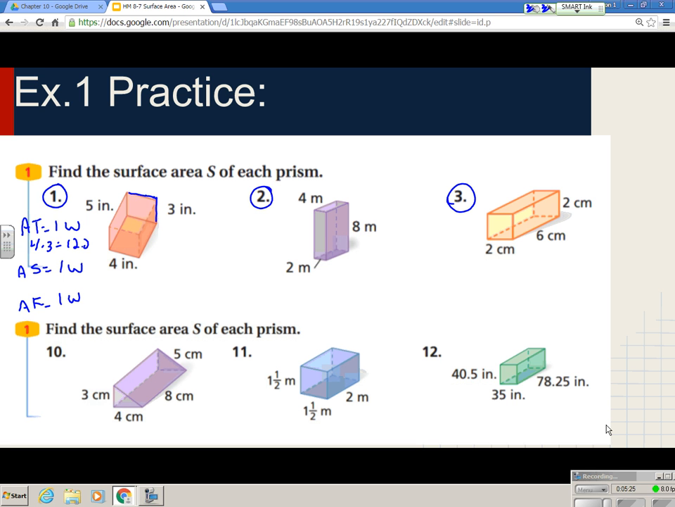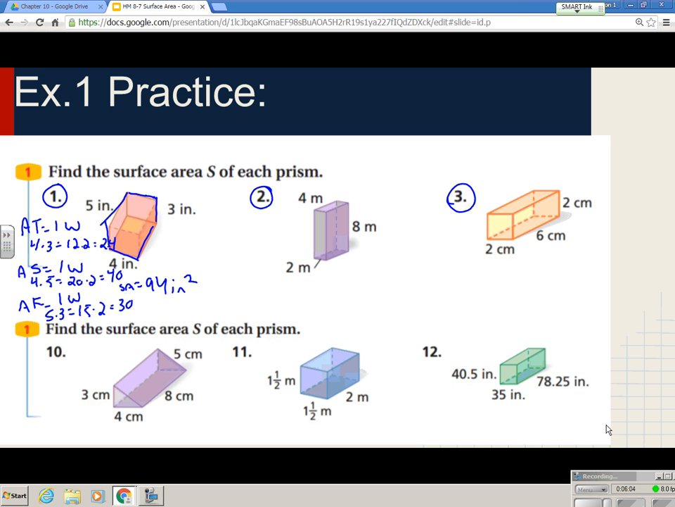which gives me 12 times 2 gives me 24. The side here is 4 by 5, which equals 20 times 2, which is 40. And the front part is 5 times 3, which gives me 15 times 2, which is 30. So then all I have to do is add 30, 40, and 24. And that gives me 94 inches squared. The surface area equals 94 inches squared.